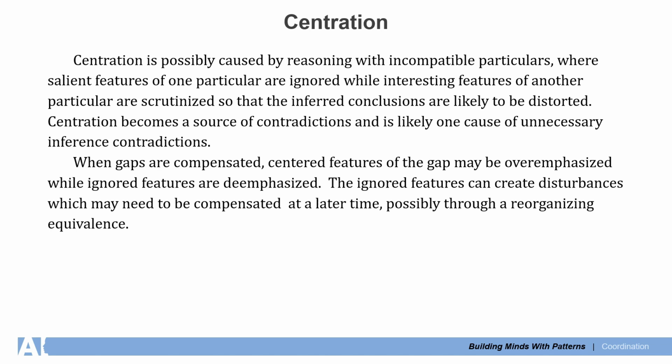Centration is possibly caused by reasoning with incompatible particulars, where salient features of one particular are ignored while interesting features of another particular are scrutinized, so that the inferred conclusions are likely to be distorted. Centration becomes a source of contradictions and is likely one cause of unnecessary inference contradictions. When gaps are compensated, centered features of the gap may be overemphasized, while ignored features are de-emphasized. The ignored features can create disturbances, which may need to be compensated at a later time, possibly through a reorganizing equivalence.